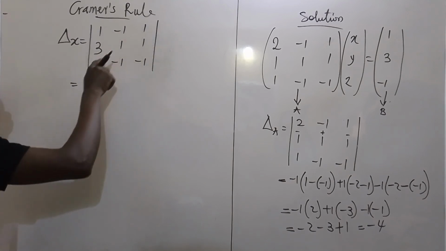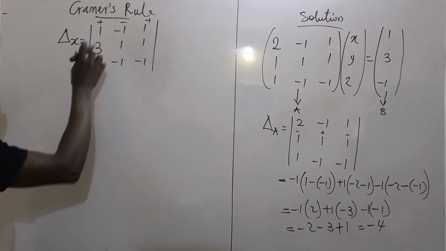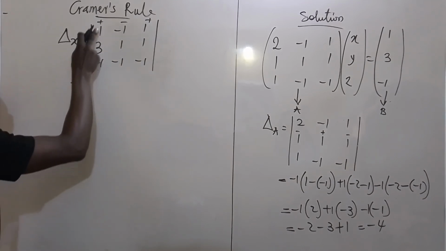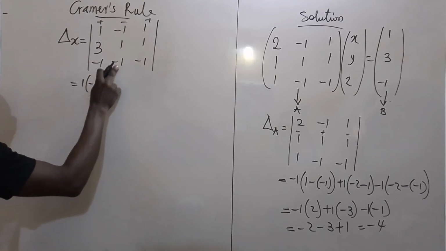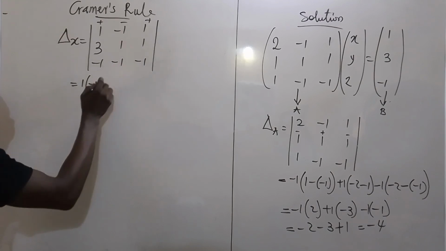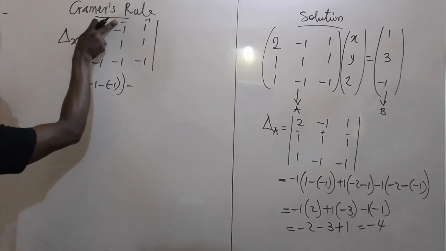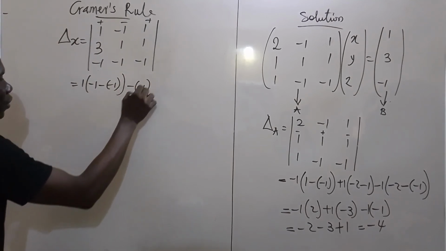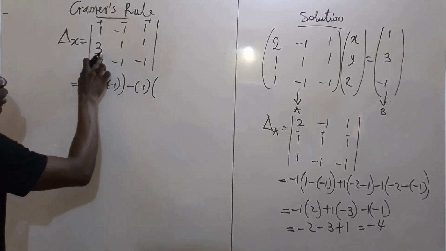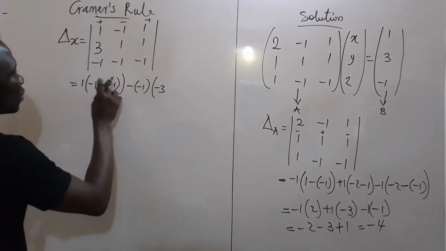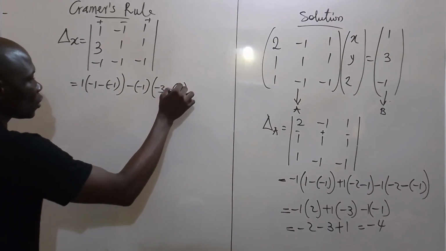So I'm taking row 1. If I'm taking row 1, I have plus, minus, plus. So 1, in this case, bracket, I'll be left with 1 times minus 1 is minus 1. Minus 1 times 1 is minus 1. So this minus 1. Then minus the sign convention, the minus 1 itself, bracket. So this row and column deleted. 3 times minus 1 is minus 3. Minus 1 times 1 is minus 1. So this is minus 1.